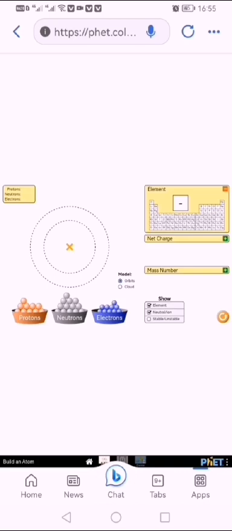Atomic number refers to how many protons there are in one atom of an element, while a mass number refers to how many protons and neutrons there are in one atom of an element. Let's look at lithium. Lithium has a mass number of 7 and an atomic number of 3.